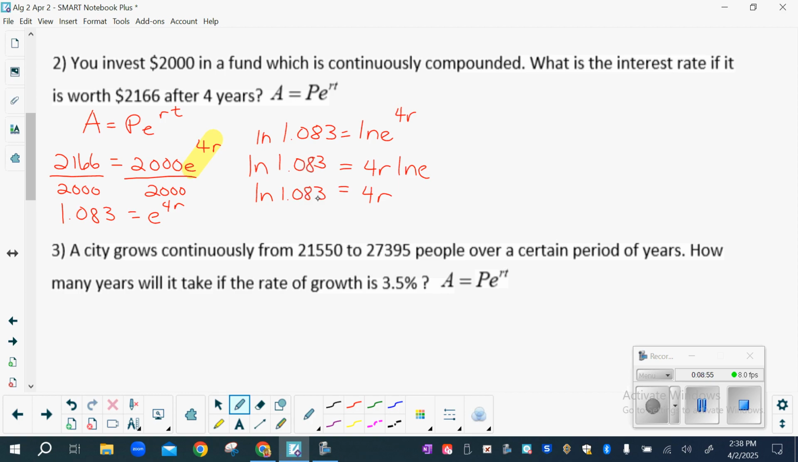And then this group again. What would we do next to solve r? You want to do something with the 4? Yeah, divide by 4. We got to get that r by itself, so we're going to divide by 4.